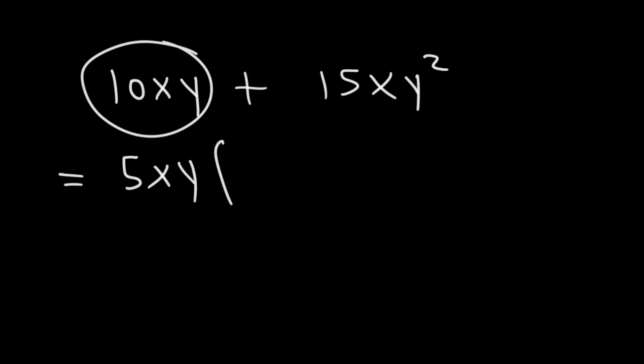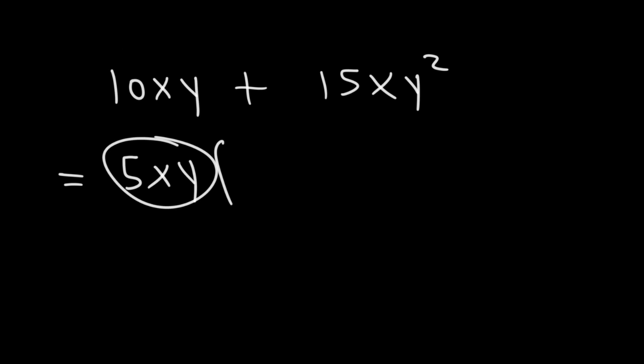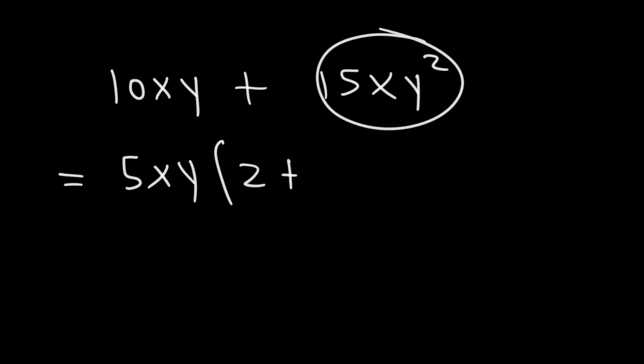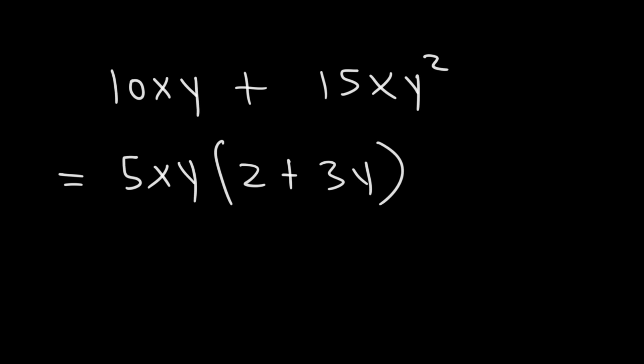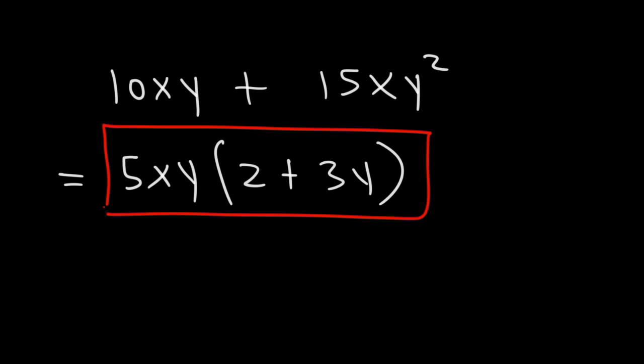Now, 10xy divided by 5xy is 2. Now, 15xy squared divided by 5xy. 15 divided by 5 is 3. X divided by x is 1. Y squared divided by y is just y. So this is the answer for this example.